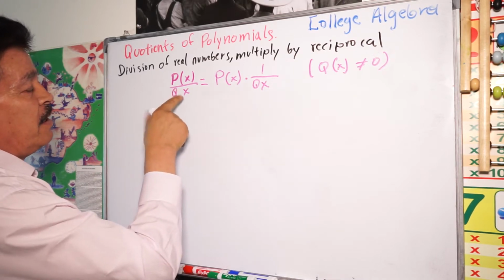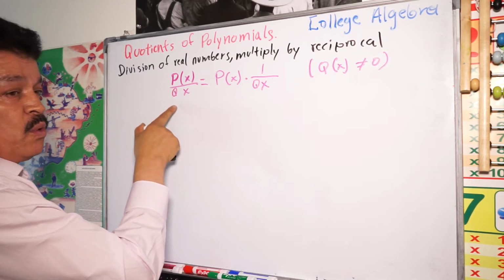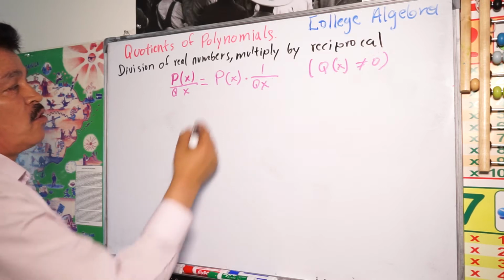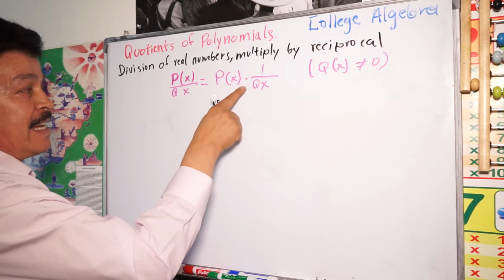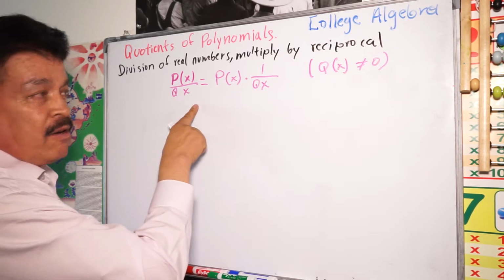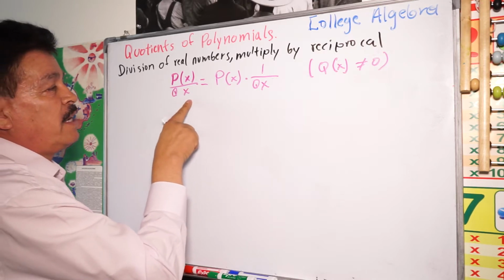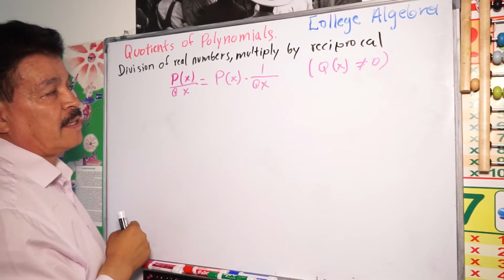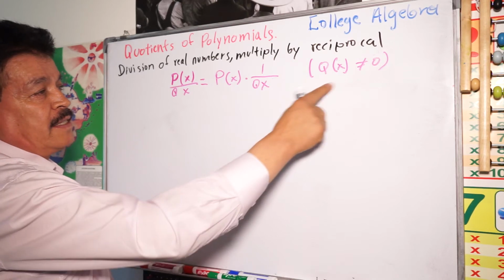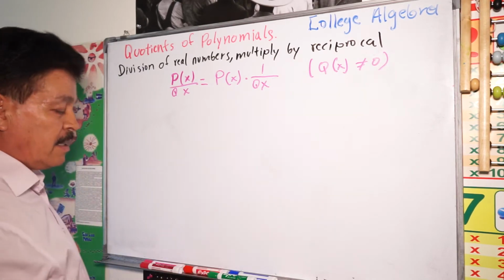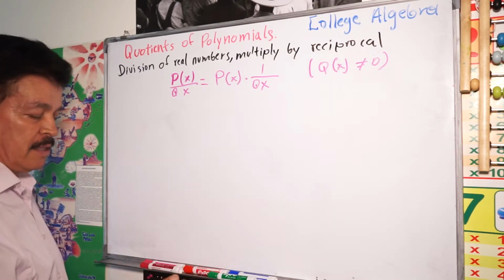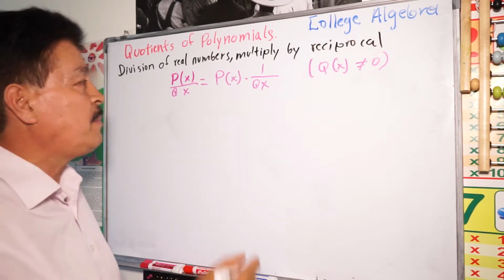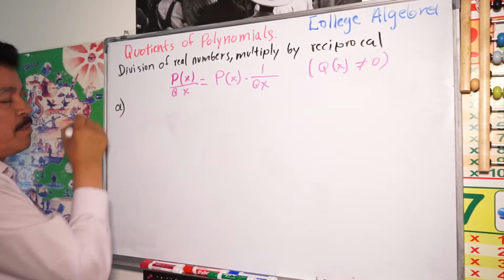We have p(x) divided by q(x). This equals p(x) times the inverse, or reciprocal, of q(x), which is 1 over q(x), when q(x) is different than 0, of course. Let's try it with numbers and just practice the problem.